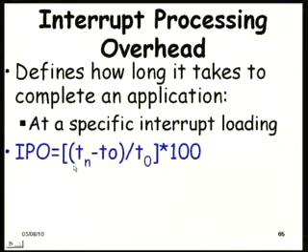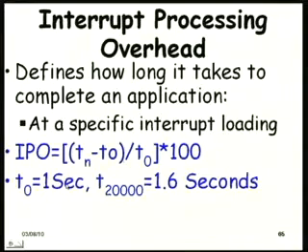is Tn minus T0 divided by T0, where Tn is the time the application takes when there are n interrupts per second, and T0 is the time it takes when there are no interrupts, divided by T0 into 100. For example, if the application takes, when there are no interrupts, 1 second, and when there are 20,000 interrupts occurring per second, see, here we are talking of the application which is not needing these interrupts. These interrupts are occurring and the system is just recognizing them, and they are not processed.